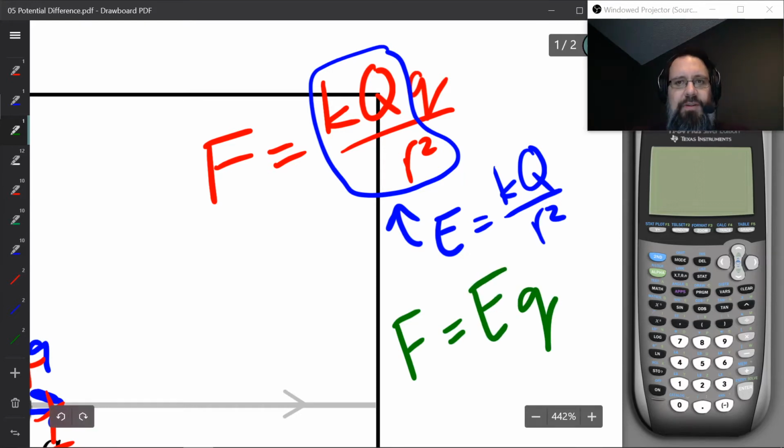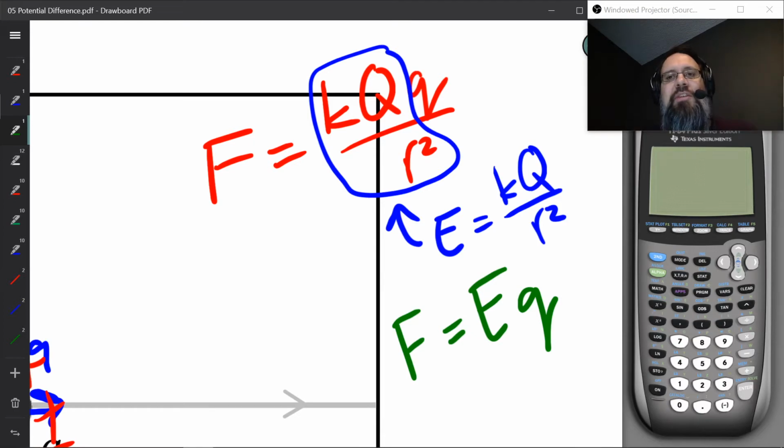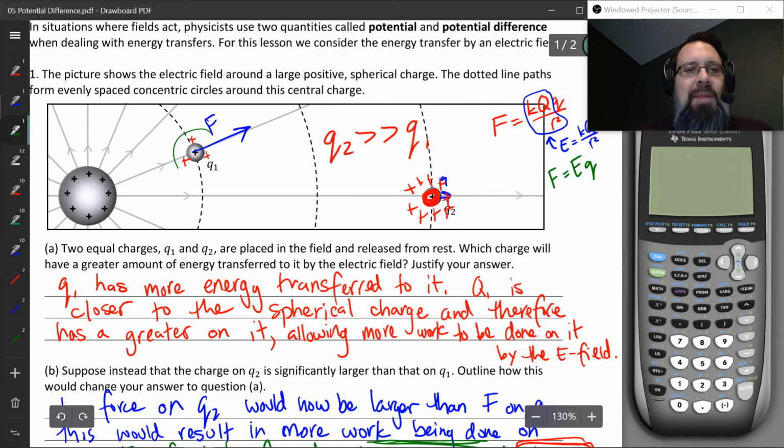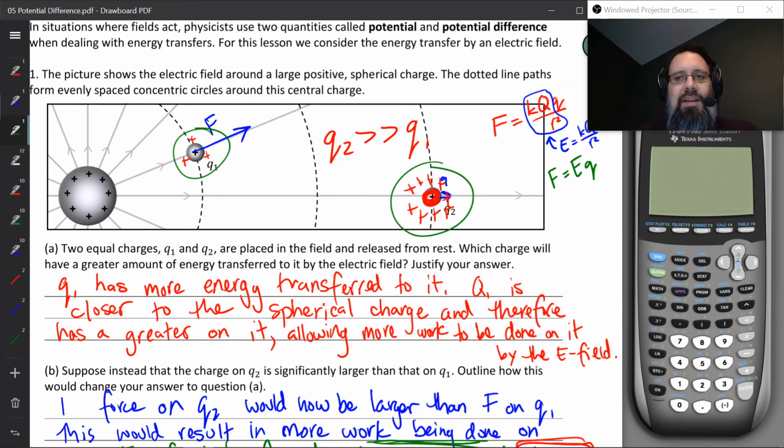We want the force to depend upon what's in the field, but we don't want the electric field to. We want the electric field to be an invariant quantity that only depends upon the thing that's creating it. Well, the same thing is true for energy. If we want to say how much energy the field can give to something, we don't want the amount of charge to be messing that up. We don't want the amount of charge of the object that's in the field to be affecting that quantity. So we have to define a similar quantity for energy, and that quantity is called the electric potential.